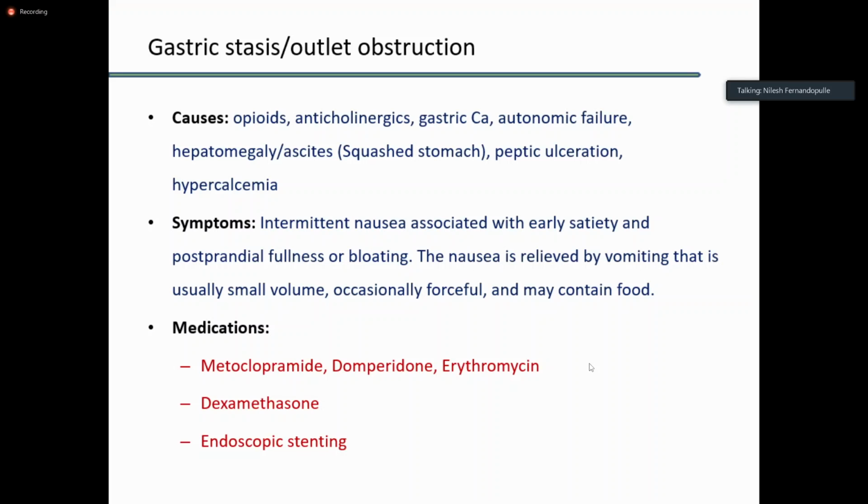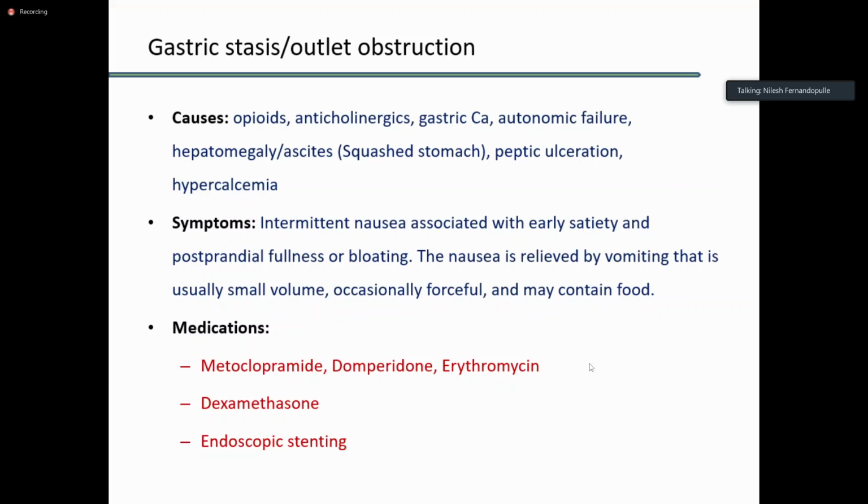Okay? And the nausea is relieved by vomiting, which is usually small volume. So if they vomit, their nausea gets better. And that vomitus will obviously contain food. So for those sort of patients, the dopamine drugs will be useful. So metoclopramide, domperidone, those are basically prokinetics, which stimulate the stomach to move quicker.